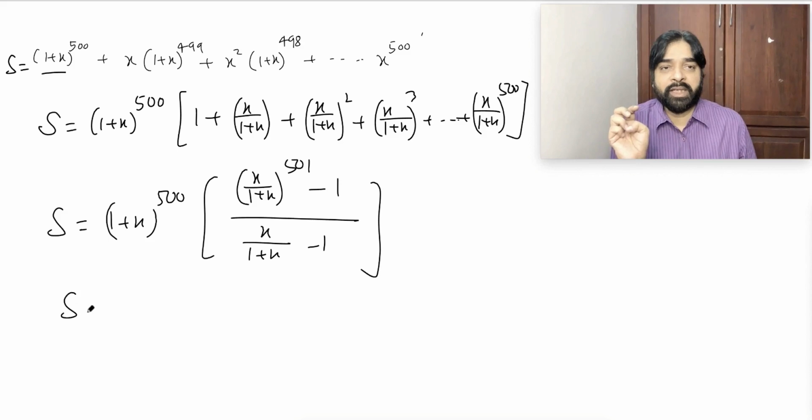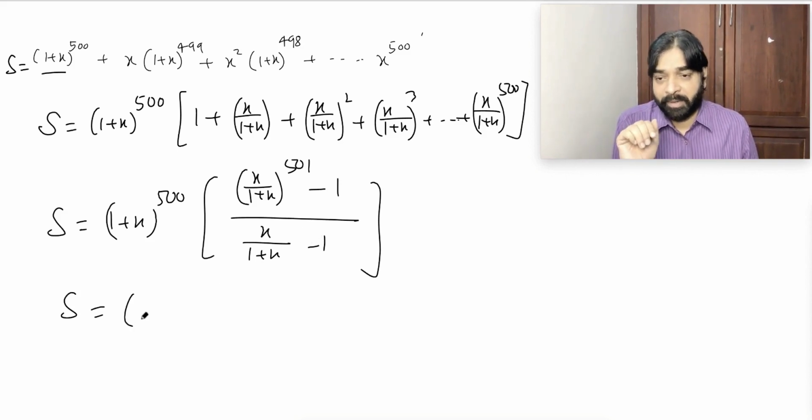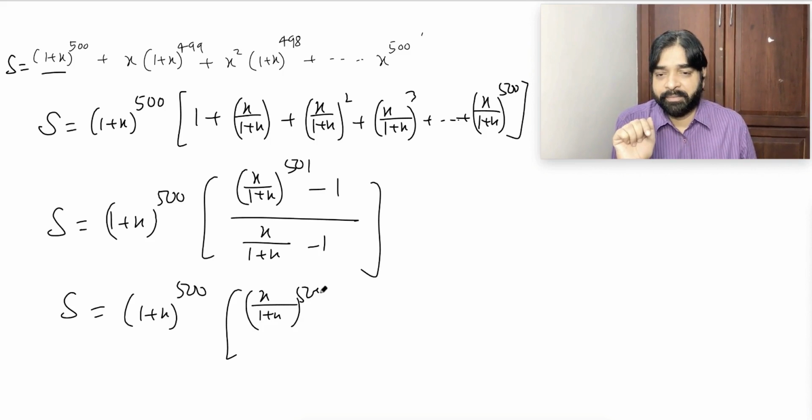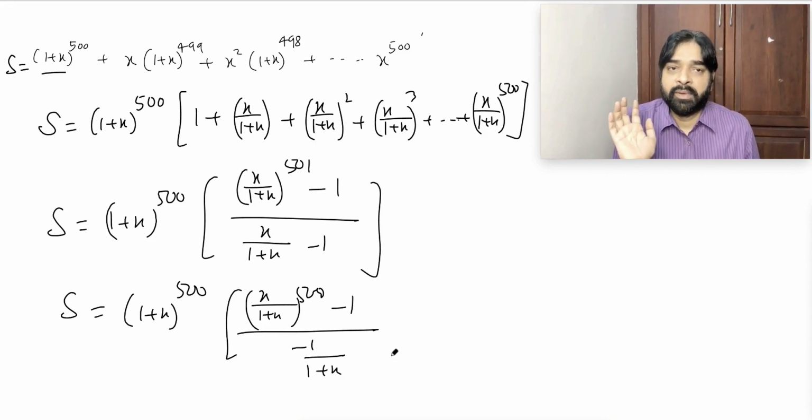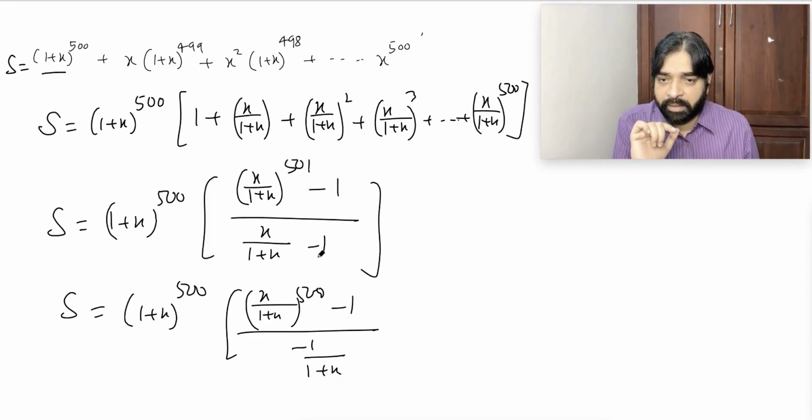I hope everybody is able to understand. This will become what? Taking LCM, x minus 1 minus x. So that will become what? I will write it, otherwise I will make a mistake. That's the problem. x by 1 plus x power 500 minus 1 divided by minus 1 by 1 plus x. Okay, correct. x minus 1 minus x. Is it right?